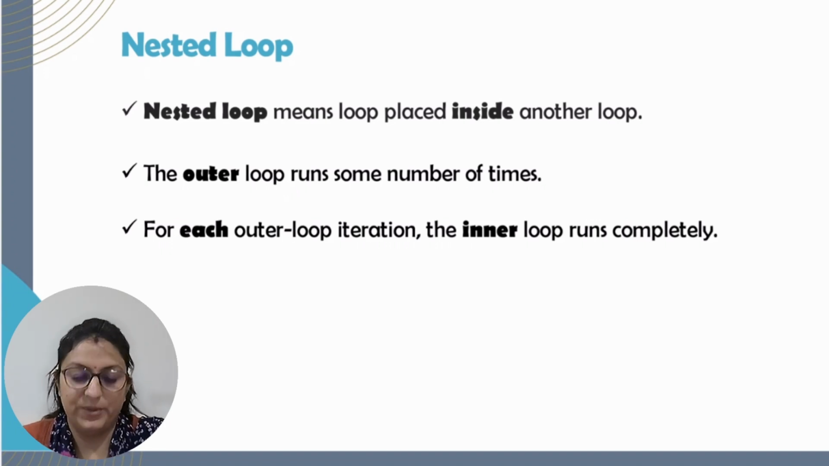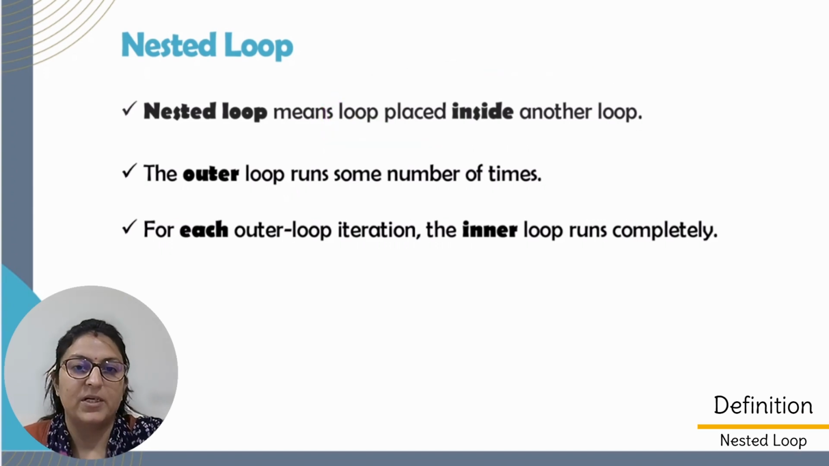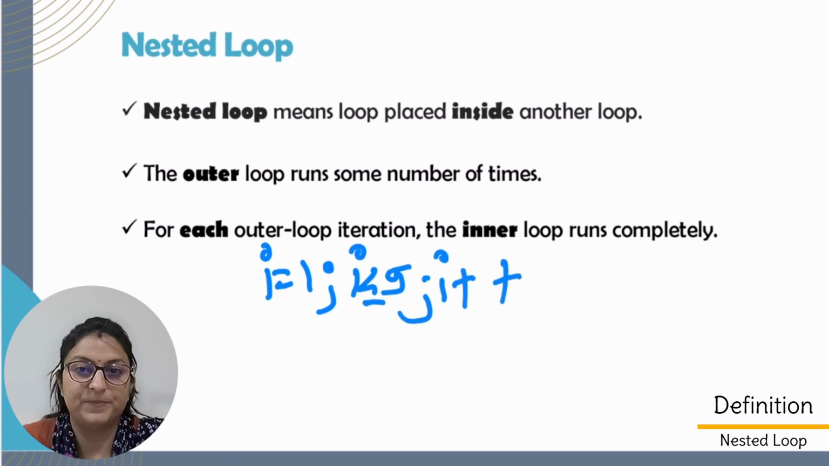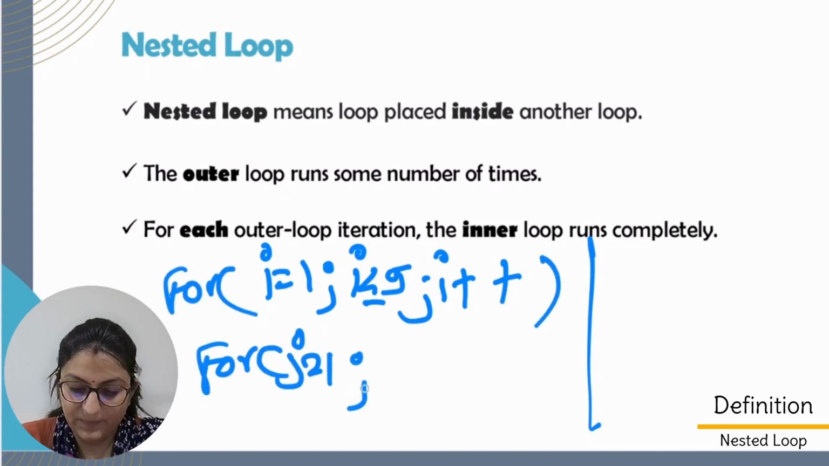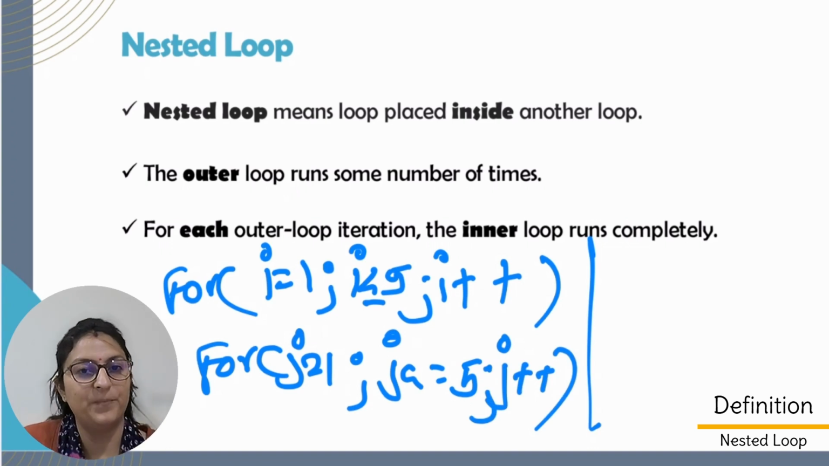What is nested loop? The loop is placed inside the another loop is known as a nested loop. आपने एक लूप लिखा और उसके अंदर आप दूसरा लूप स्पेसिफाई कर रहे हो, then this concept is known as a nested loop. For example, हमारे पास एक लूप है I is equals to 1, I less than is equals to 5 और I plus plus. और we write the another loop inside this, that is for j is equals to 1, j less than is equals to 5, j plus plus.